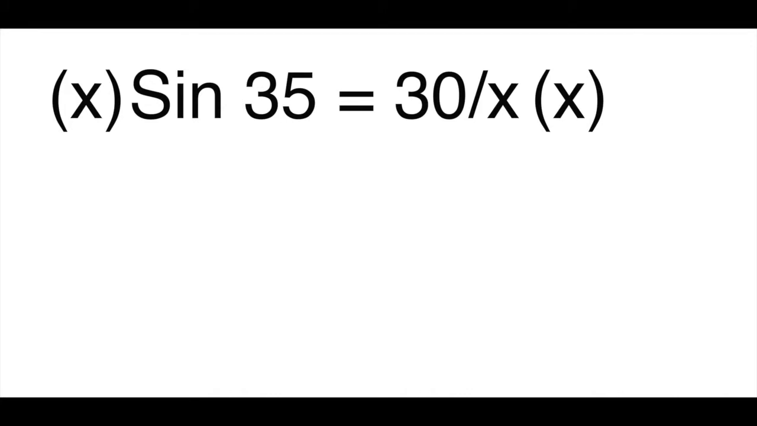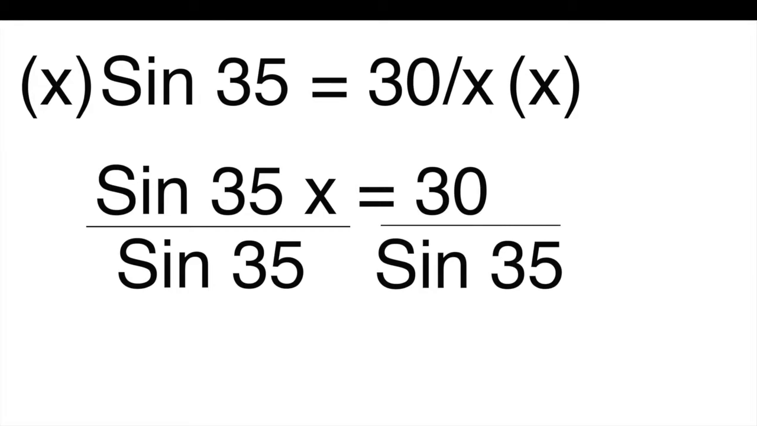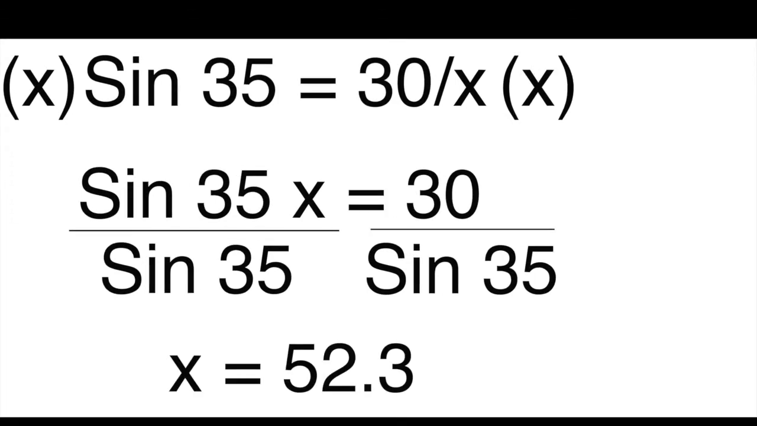Now we want to get x by itself. In order to do so, we need to multiply each side by x. Now we have sine 35 times x equals 30. We divide each side by sine 35, and we get x equals 30 divided by sine 35. So now we know that the distance from Anna to Sarah is 52.3 feet.